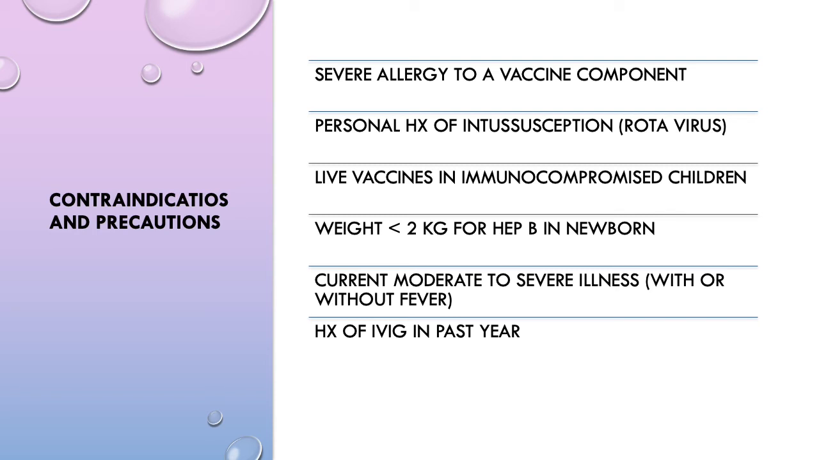One that is clinically relevant on a daily basis, I'd say, is the current moderate to severe illness with or without fever, because we know that children have a lot of infections, colds, so it's important to know if you can vaccinate them or not on that day when they come with a cold. So if it's moderate to severe with or without fever, then that is a contraindication.